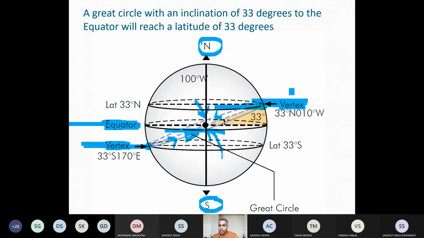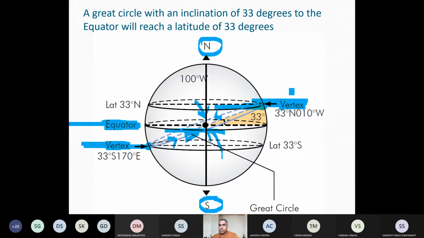Now, one important property of the vertex I already shared with you, that when you are moving on the great circle track and reach the vertex, the course of the ship will always be either 090 or 270. If you are moving in the easterly direction, your course at the vertex would be 090.